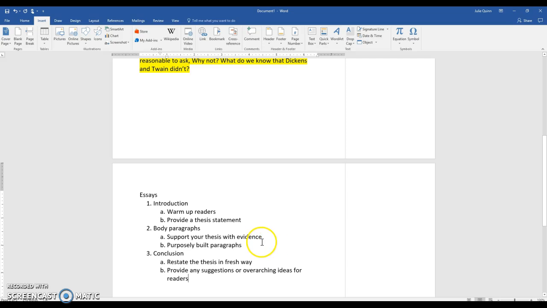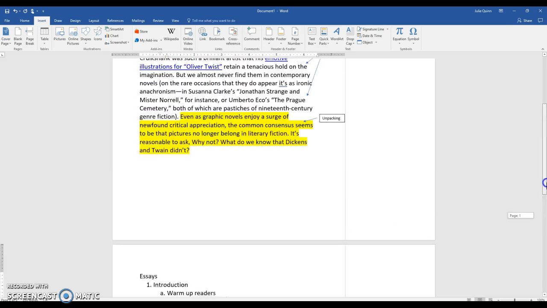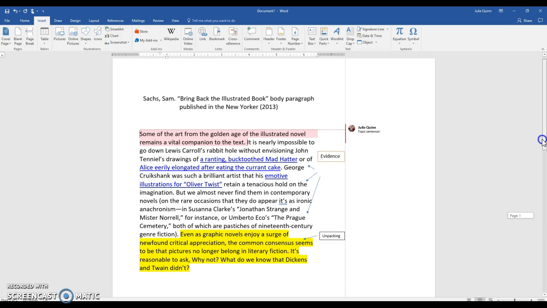So introductions and conclusions are different types of paragraphs. Your body paragraphs are about 80 to 90% of the entire essay, right? You have a thesis statement, you make an argument about a text. Well, the argument that Sam Sachs is making in this article, and you can see the link in a previous announcement, is that novels benefited from having illustrations, and he makes lots of different arguments about that.